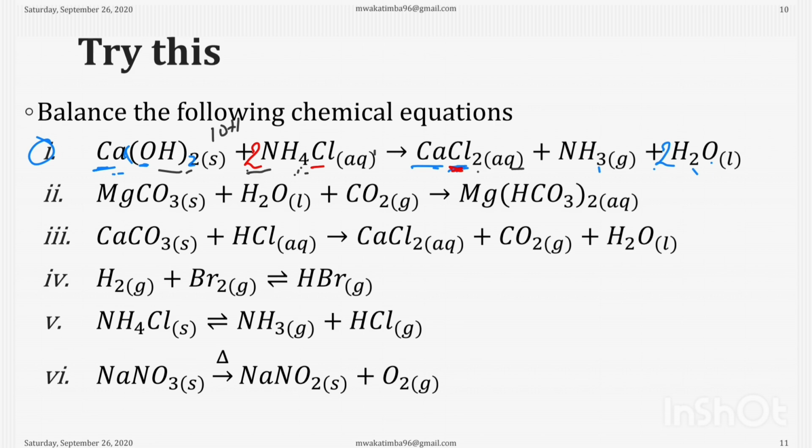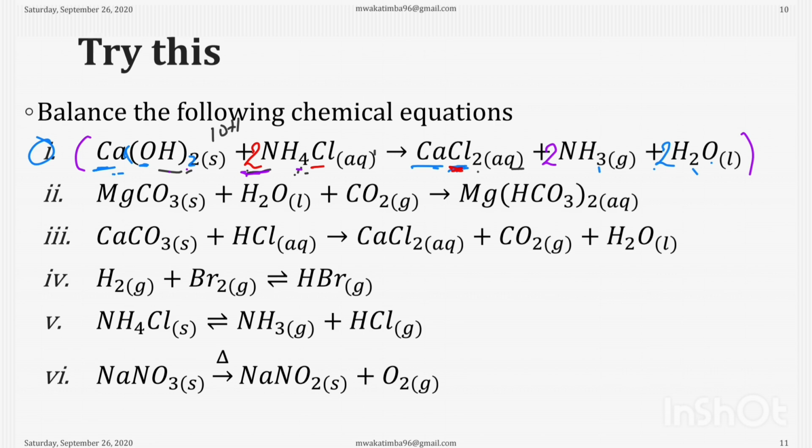We have 2 nitrogen in the reacting side here, but in the product we have 1, so we put a 2 here. After that, the nitrogen is 2 and 2. For hydrogen, now it will be 6 plus 4, which is 10, and this one is 8 plus 2, which is 10. So the stoichiometric coefficients of the balanced chemical equation are now balanced.